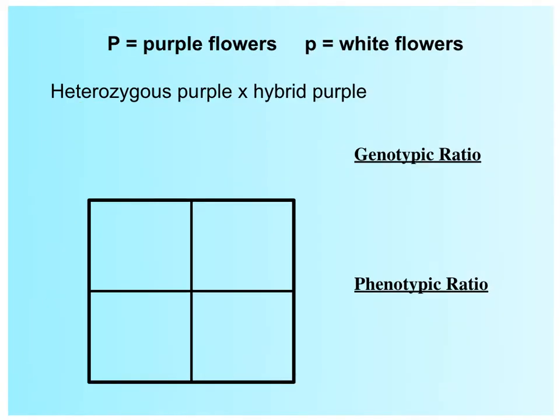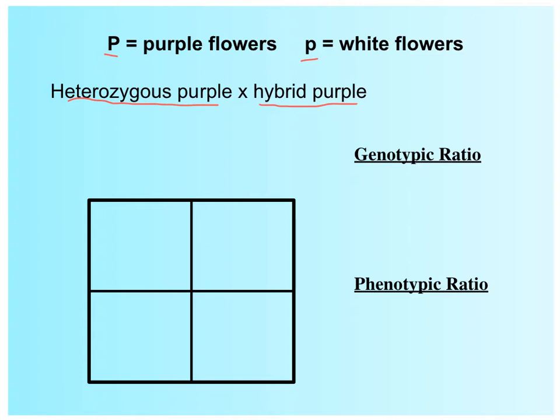And now one more for you to try. Hopefully you're getting the hang of it. So remember, this time we're doing flowers. So we're going to use P. Purple is dominant. Big P is for purple. Little p is for white flowers. So step 1, turn heterozygous purple into 2 letters and turn hybrid purple into 2 more letters. See what you get, fill in the boxes, and we'll see how you do.